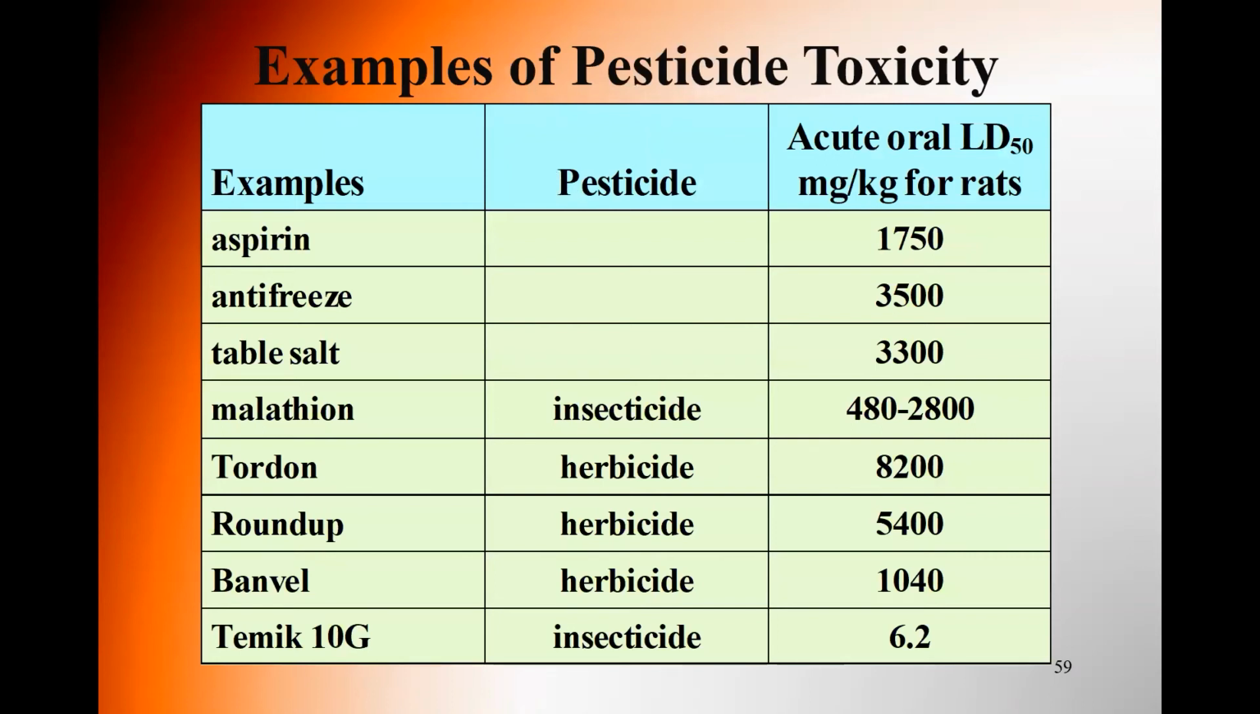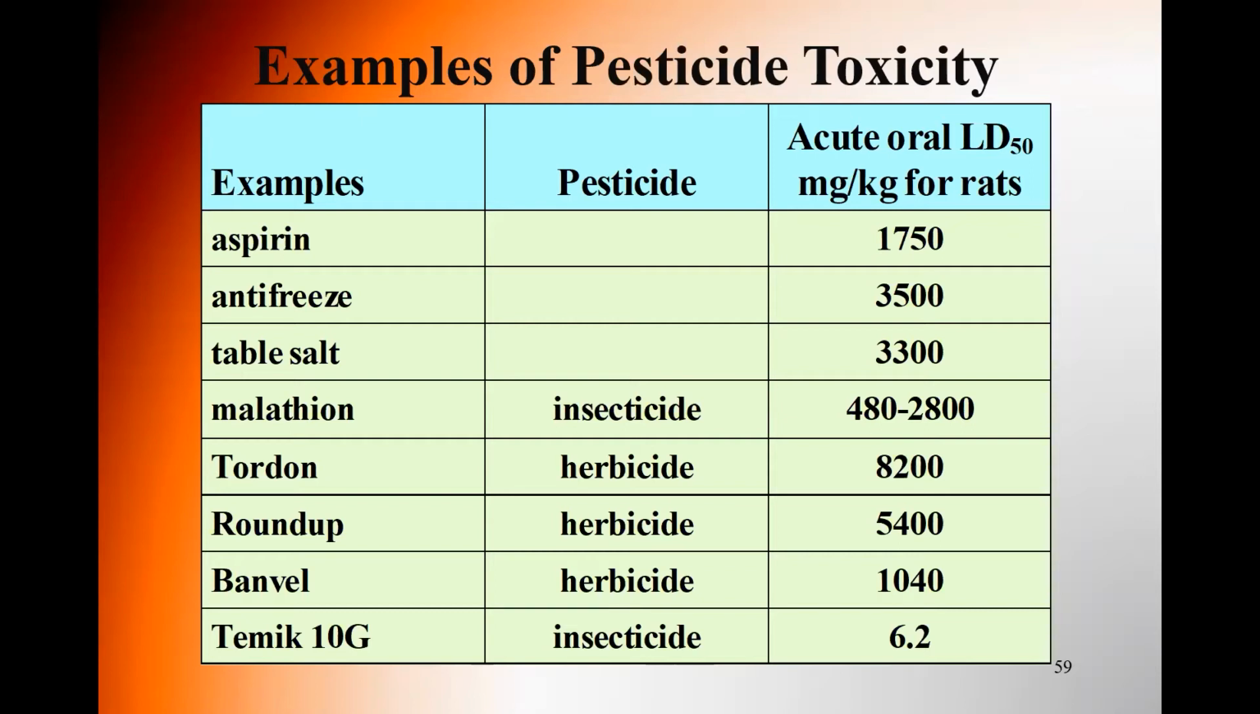Some examples of an LD50: aspirin, 1,750 milligrams per kilogram. Tordon, 8,200 milligrams per kilogram. Like I said, once we get over 5,000, it doesn't even matter. Roundup's 5,400. Timic is 6.2 milligrams per kilogram. Timic is probably one of those that are a little scary.